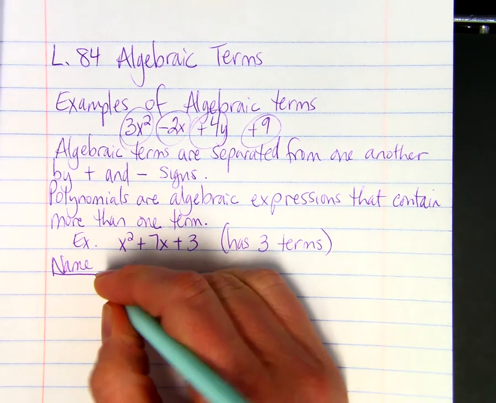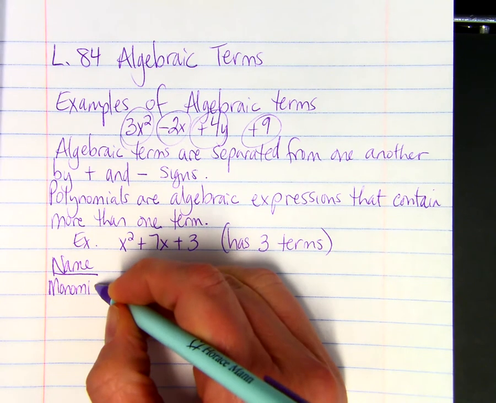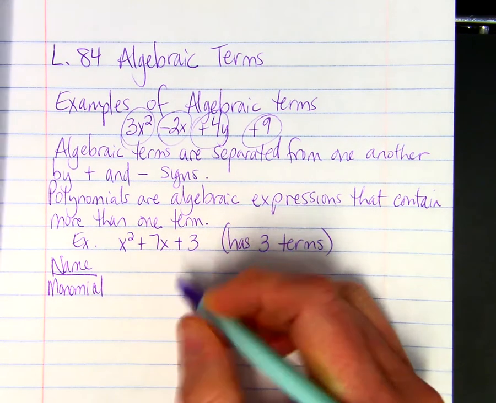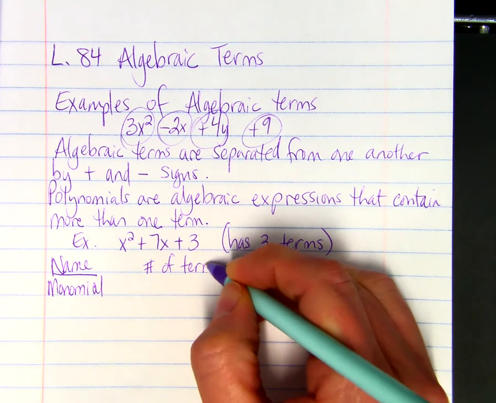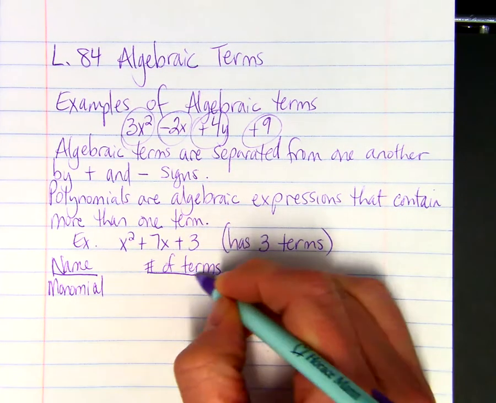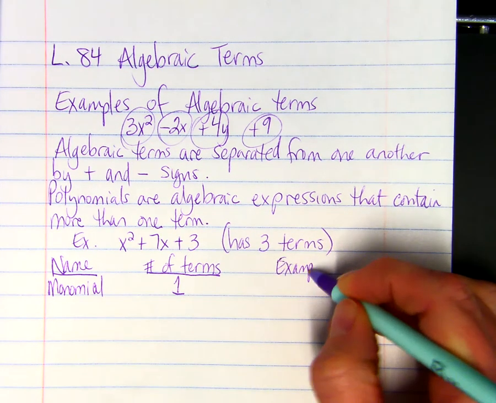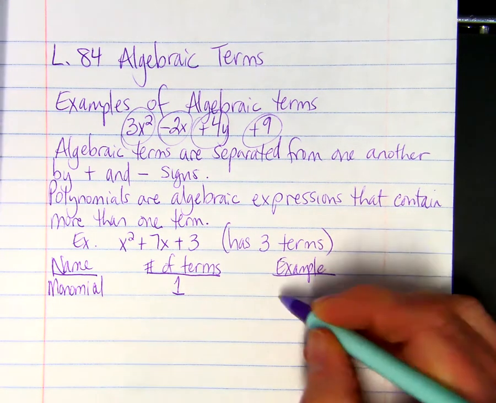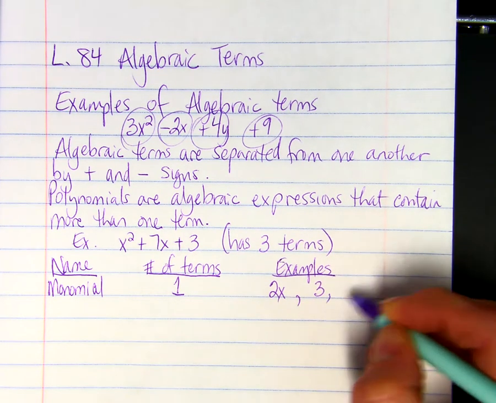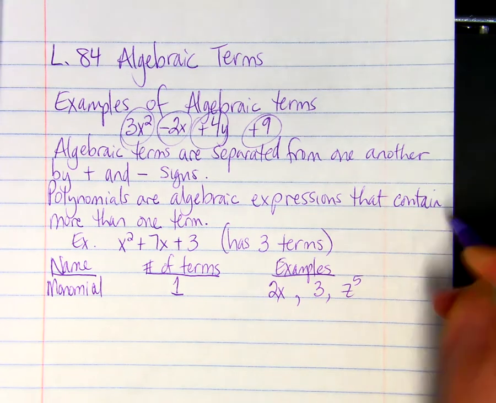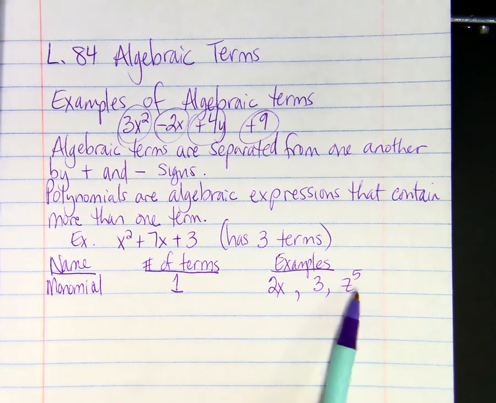For example, a monomial. Mono usually means 1. So the number of terms in a monomial is 1. There's 1 term. And here's an example of a monomial, 2x, or 3. As an example, z to the 5th power. These are 3 examples of monomials.